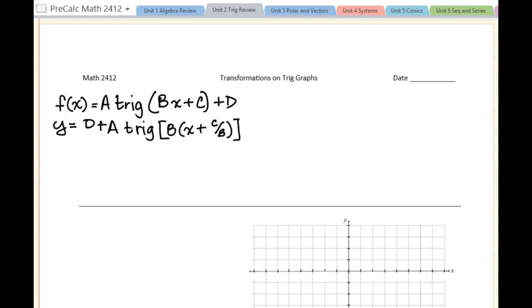In your book, in terms of pre-cal, your letters may be a little bit different, but they all are in the same position and they mean the same thing. So the first thing that we need to remember is that we should be able to find the amplitude. We find the amplitude as the absolute value of a, so it's always going to be a positive number.